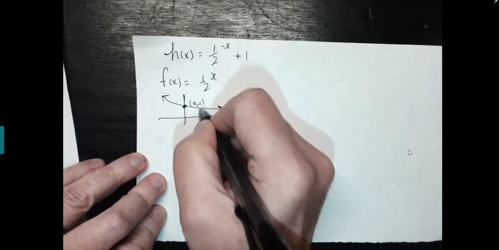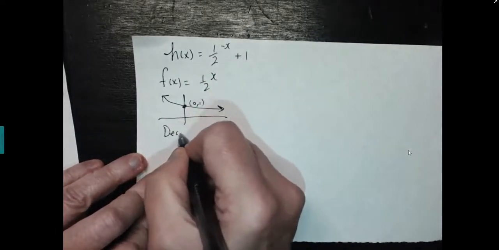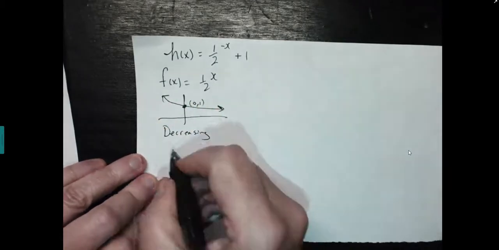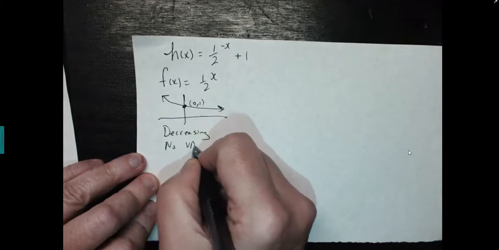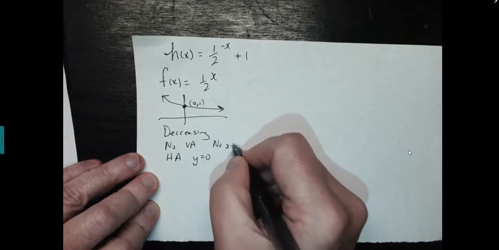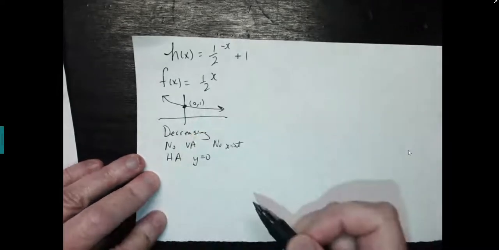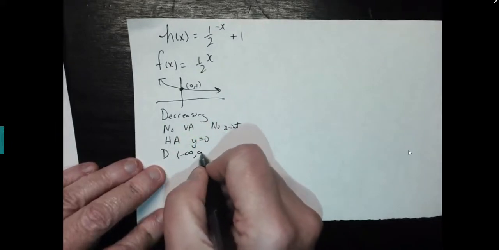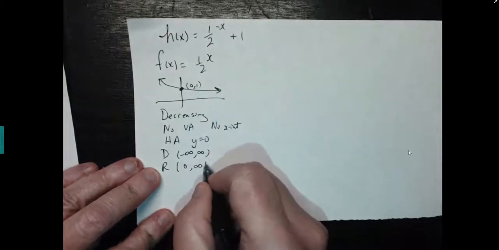I still have (0, 1), but now it's a decreasing function. As I travel from left to right, I'm going downhill. There's no vertical asymptote, but the horizontal asymptote is the x-axis. There's no x-intercept. My y-intercept is (0, 1). The domain is negative infinity to positive infinity, and the range is 0 to infinity.